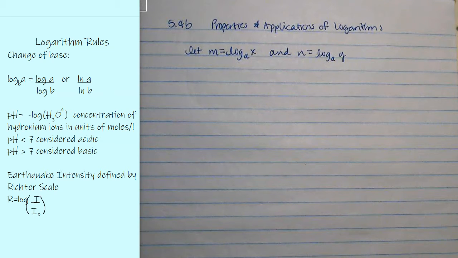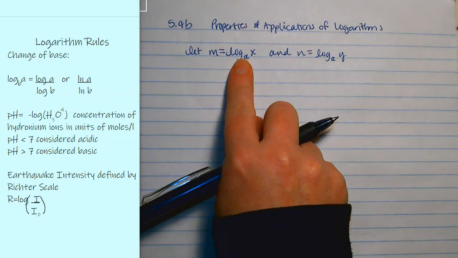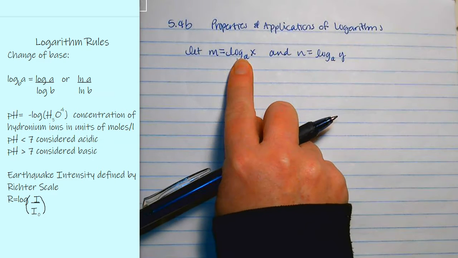Building on what we did on the last lesson, I want to show you a proof of one of the properties of logarithms. So I want to start with this. If we say that m is equal to log base a of x and n is equal to log base a of y, then what's going to happen when we multiply these together?